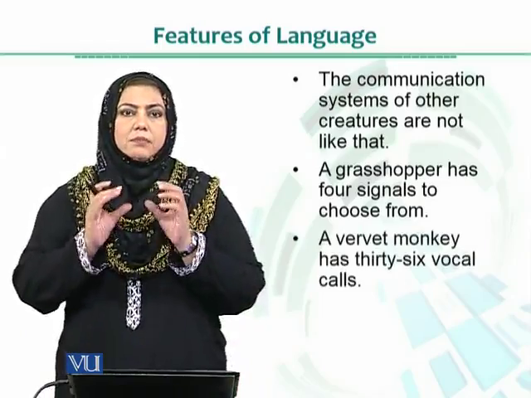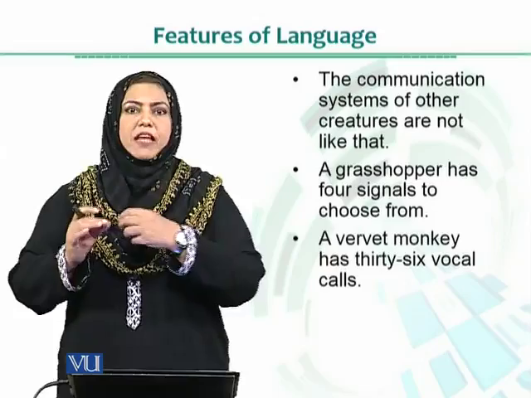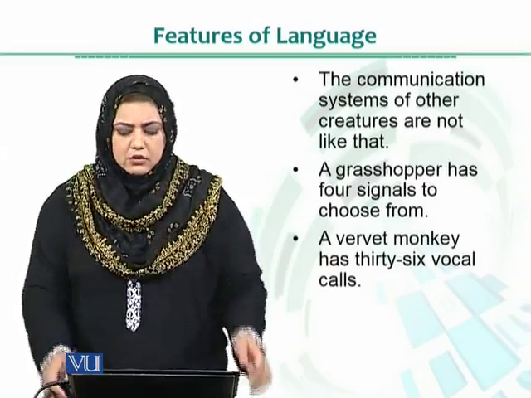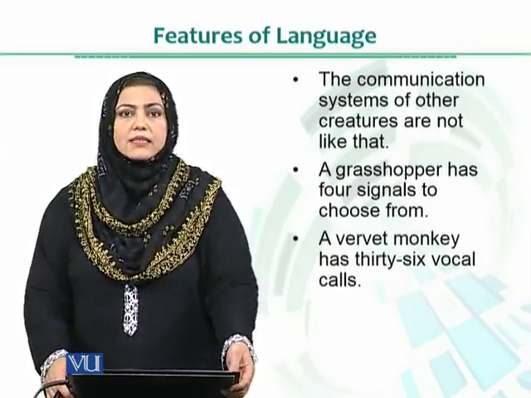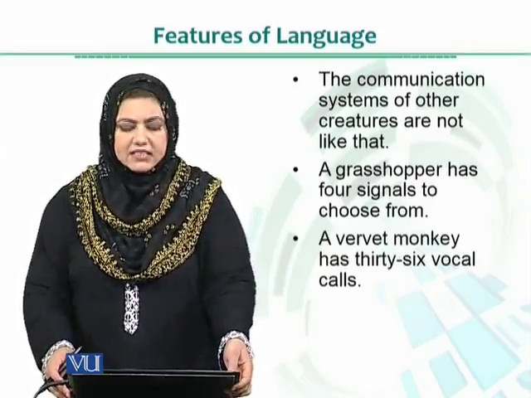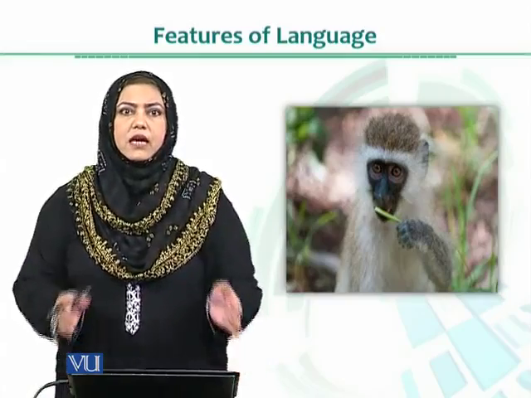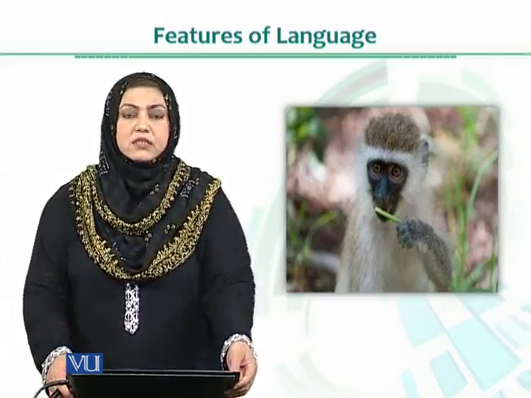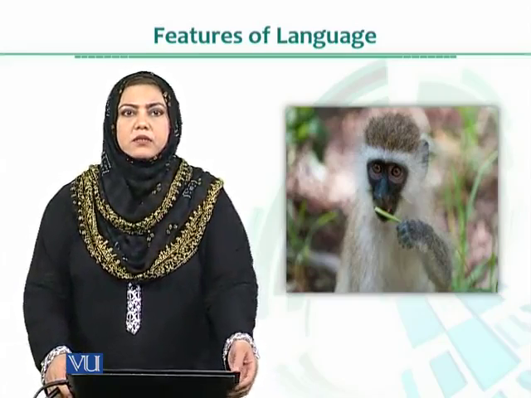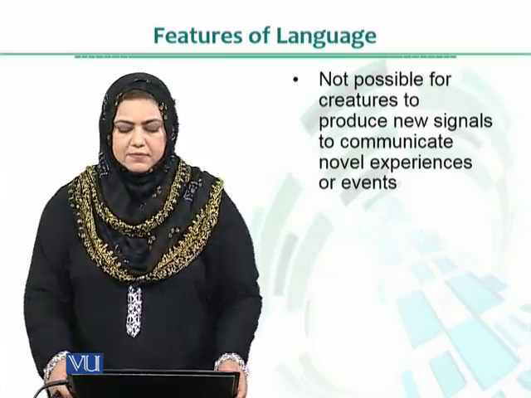This ability to give certain signals varies from one species of animals to the others. So, for example, a vervet monkey can have 36 vocal calls, which is a larger number as compared to a grasshopper. By the way, this is just a picture of a vervet monkey, a particular kind of monkey, which produces this set of sounds. There are other types which would have a lesser number of vocal sounds.